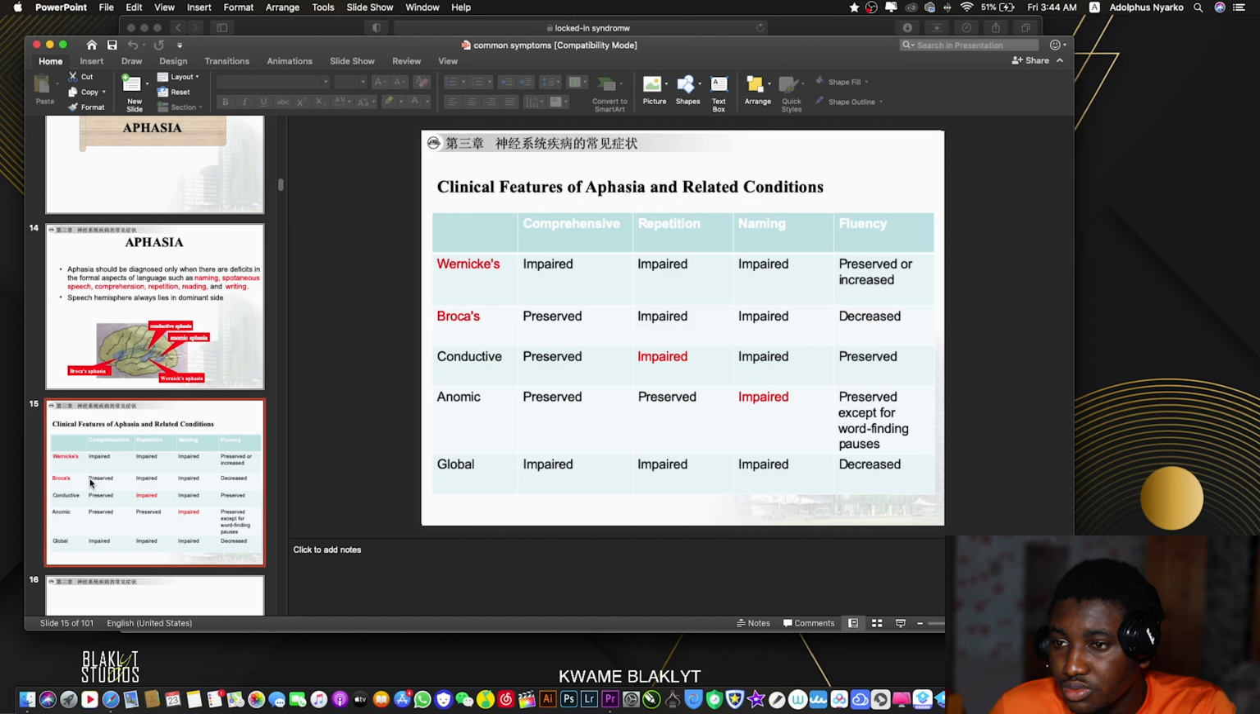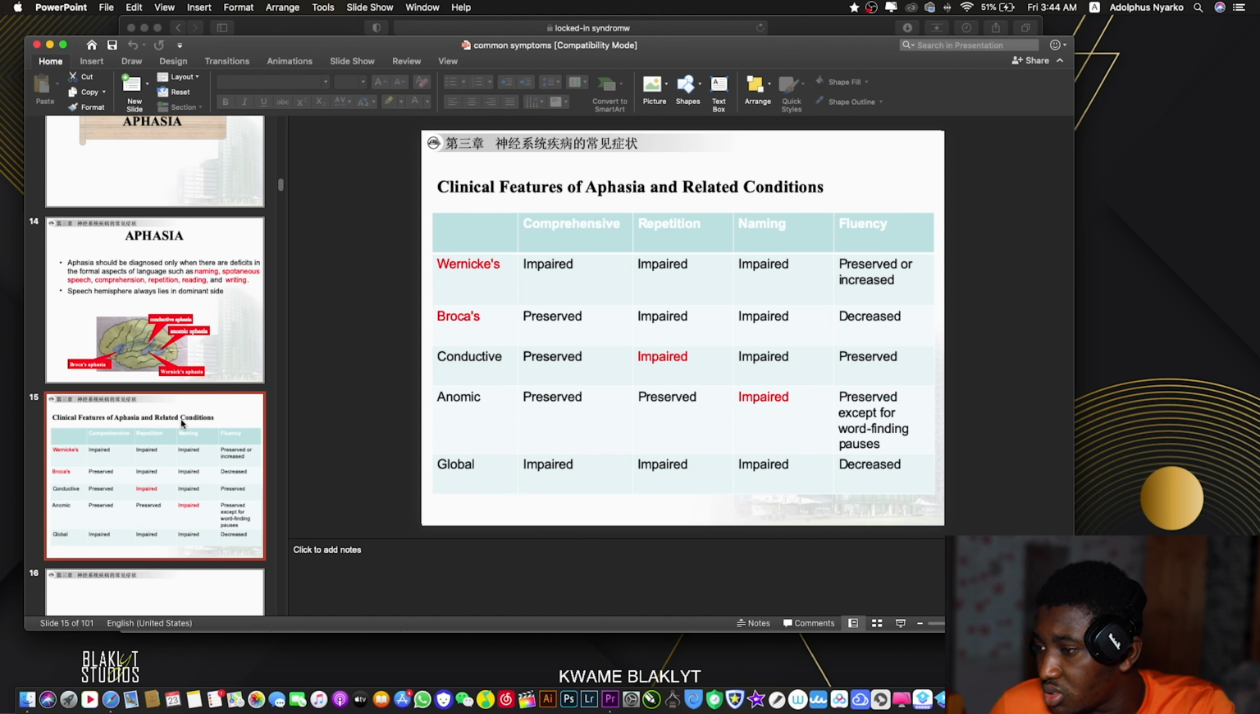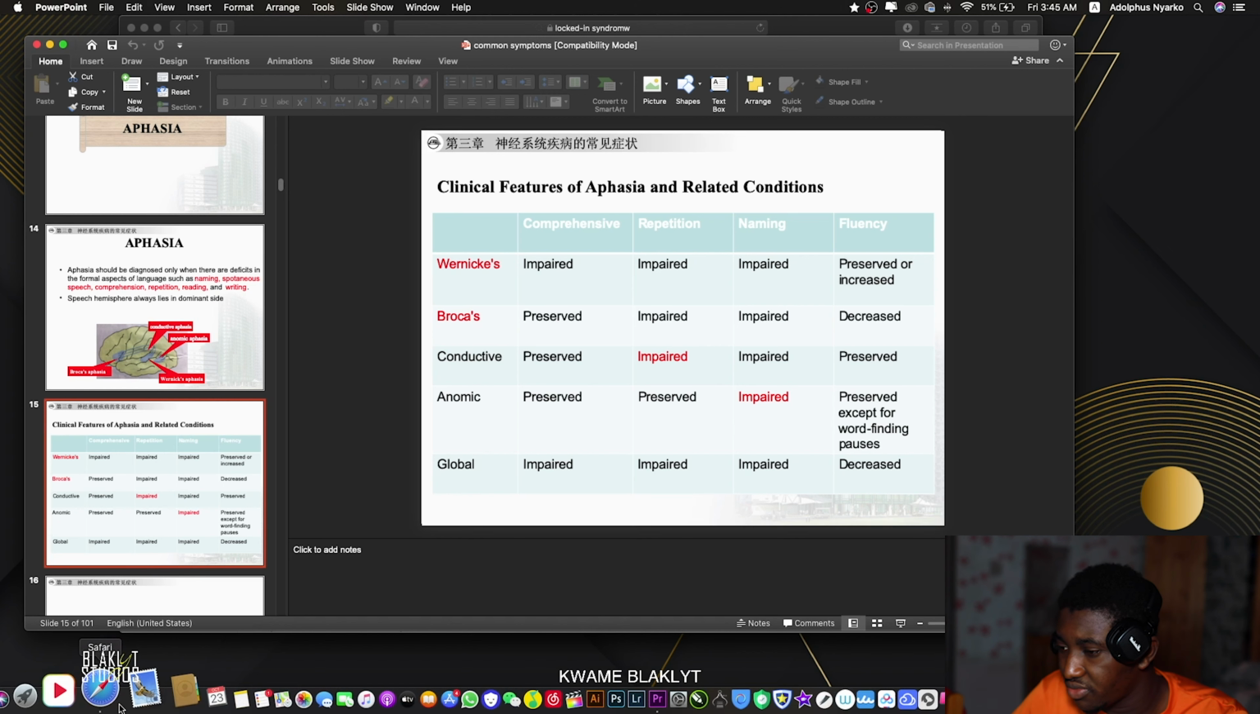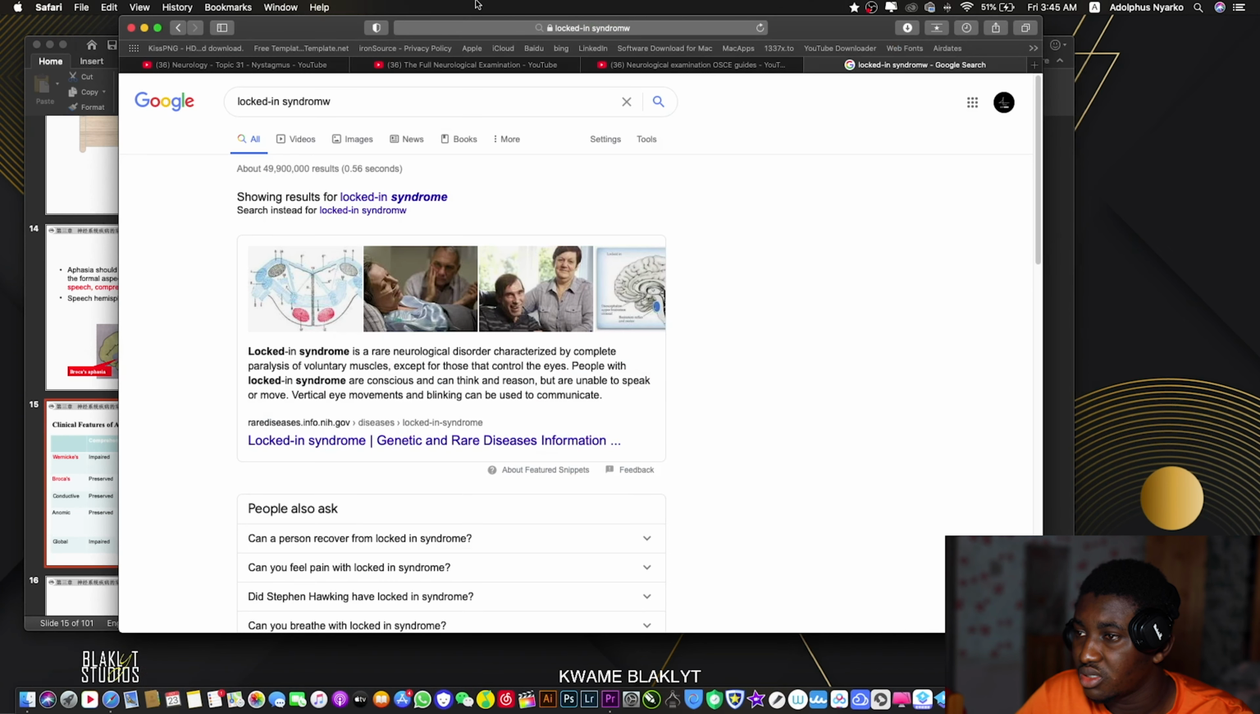Alright, so okay, this is about reading. So let's go search for the definition of aphasia and then come back.